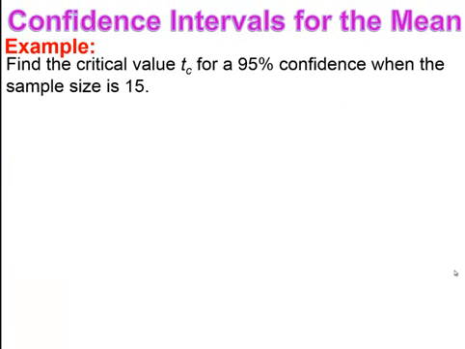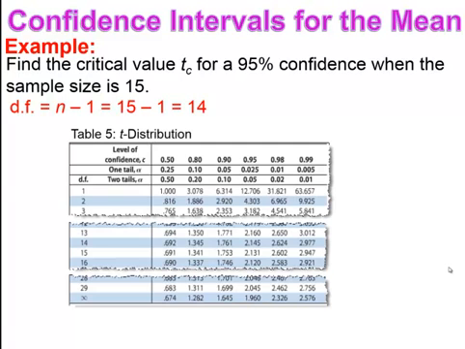So to find the critical value t sub c for a 95% confidence level when the sample size is 15, you first need to find your degree of freedom. To find the degree of freedom, you take the sample size and subtract 1. So in this case, our degree of freedom would be 14.